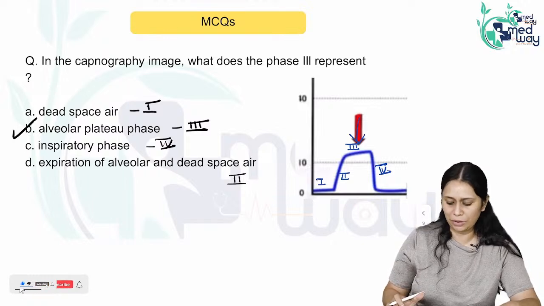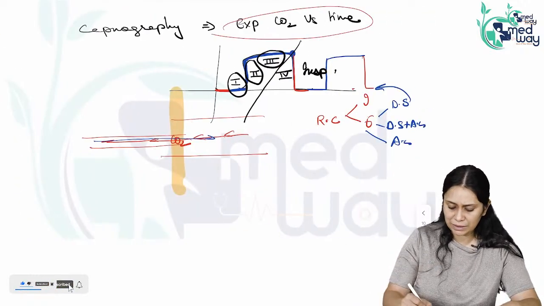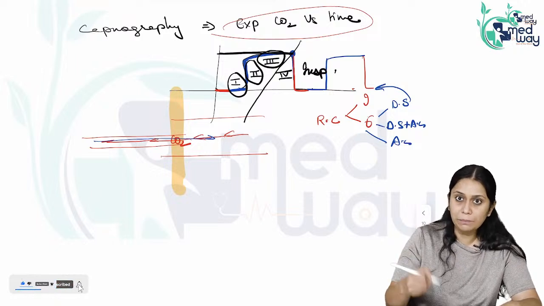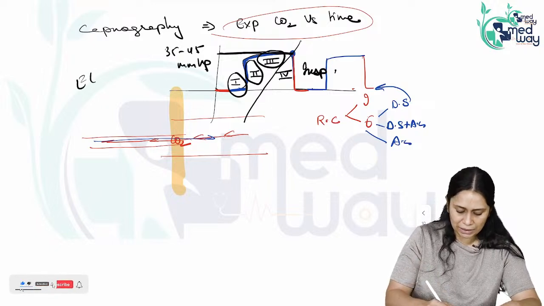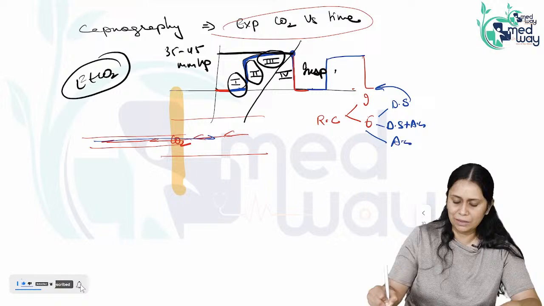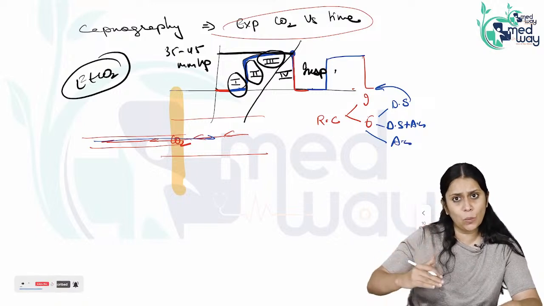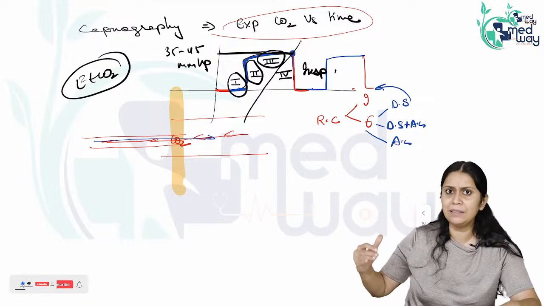Okay, so simple question. One more very important thing we see in the capnography graph is the numerical value, which is the end tidal CO2 value. The normal being between 35 to 45 mm of Hg. So we see the end tidal CO2 numerical value and the shape of the graph, which has phase 1, phase 2, phase 3 and phase 4.